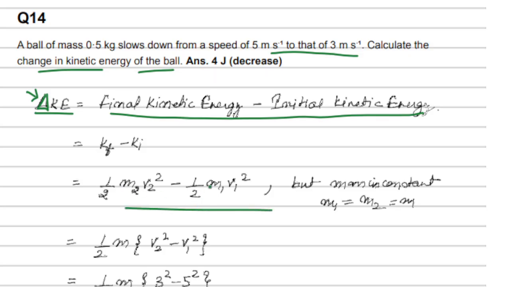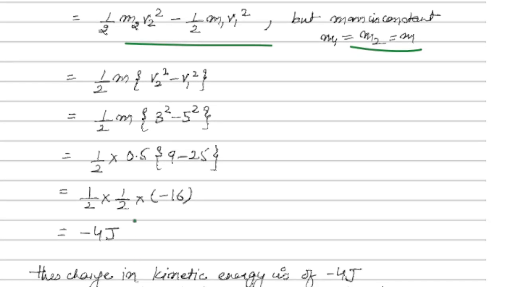Here, because the mass is not changing, m2 and m1 are the same. See, here it is written. So we can take half m common. Instead of multiplying this separately, we take half m common here, and we just end up subtracting the squares. The final speed, remember, is 3. So 3 square minus 5 square, and we will get the answer of -4 joule.